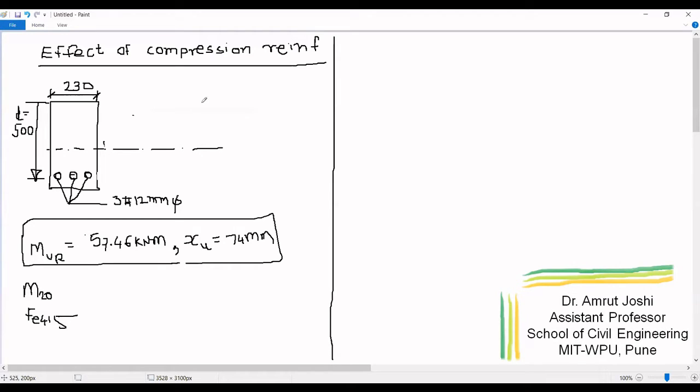As the section is under reinforced, bending strain distribution diagram at failure is going to look something like this. The strain in steel is going to be greater than yield strain when the extreme compression fibers reach the strain value of 0.0035.